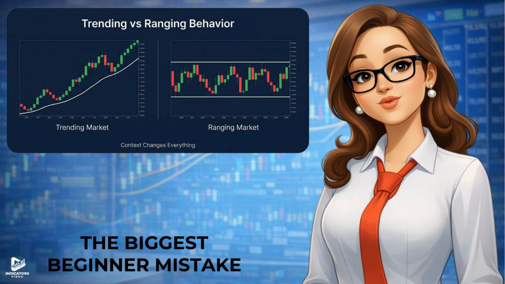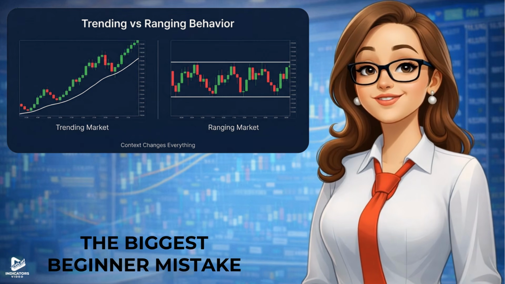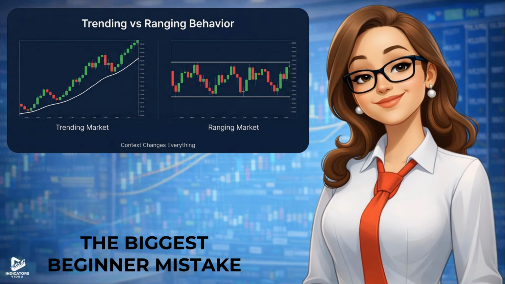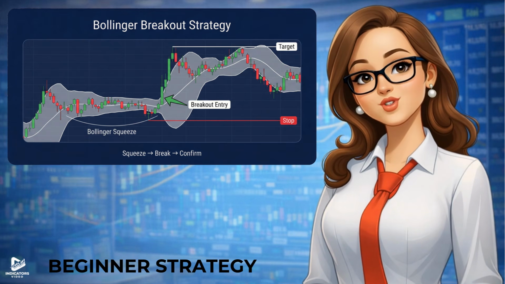Instead of fighting the move, identify the environment. Trending markets behave differently from ranging markets. Context changes everything. Here is a simple beginner approach.